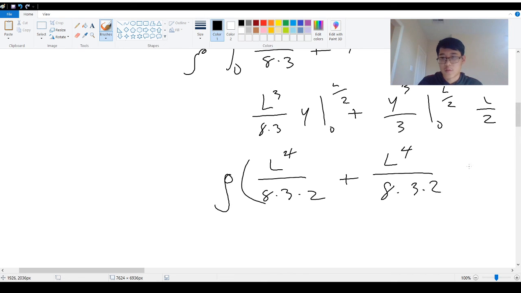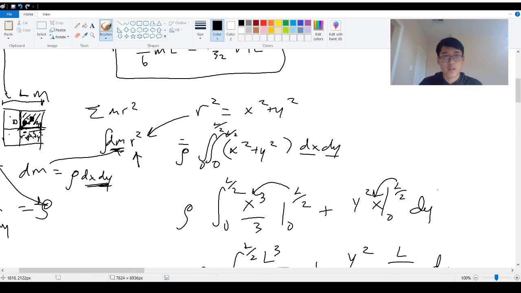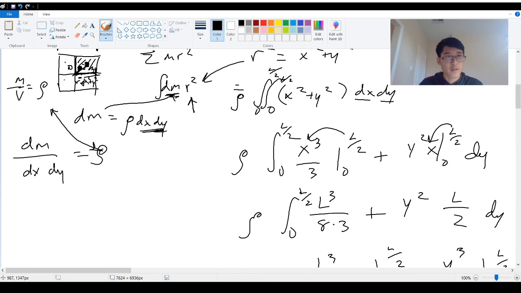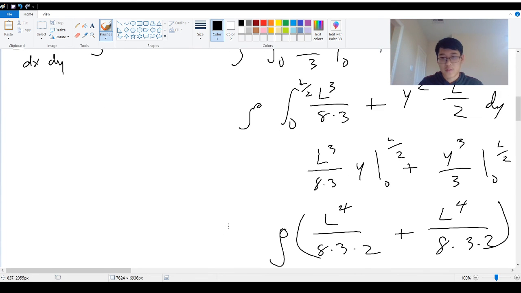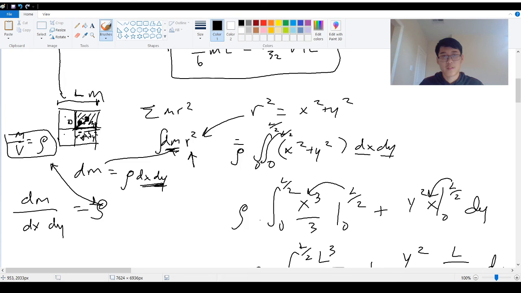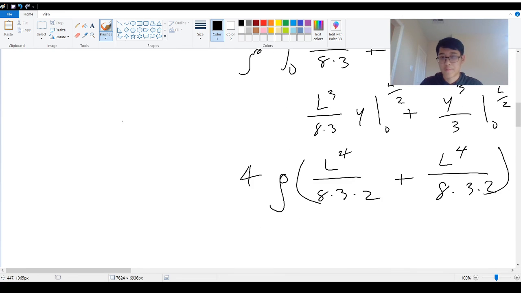And this entire thing is multiplied by the density, and we already know the density we defined is mass over volume, right? Oh, by the way, one thing I forgot to do is to multiply by 4, so I'll just do that right now. This is actually 4 times it, because we calculated the moment of inertia for one of these squares, so if we want to calculate for all 4, we just multiply by 4.